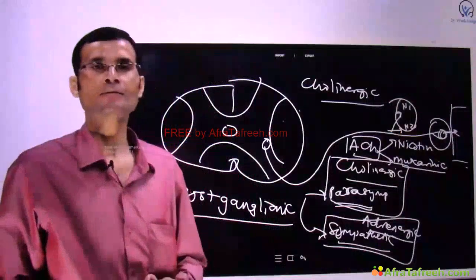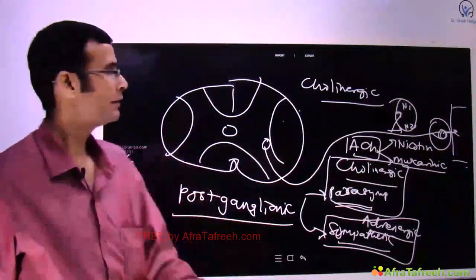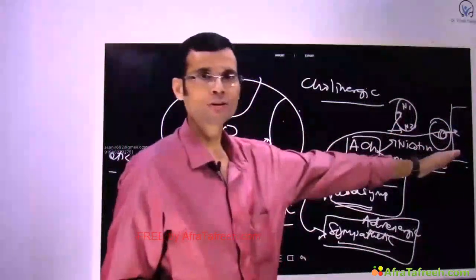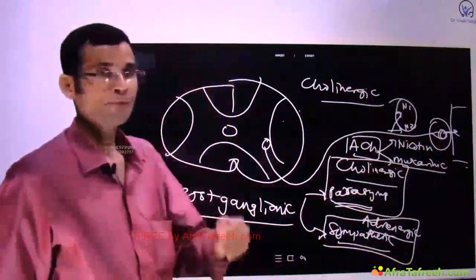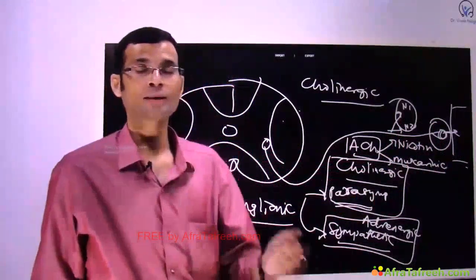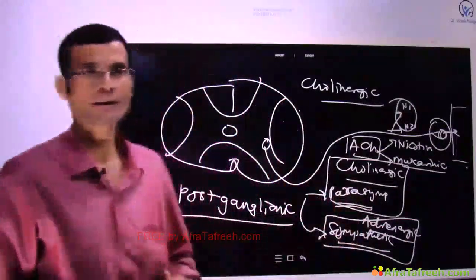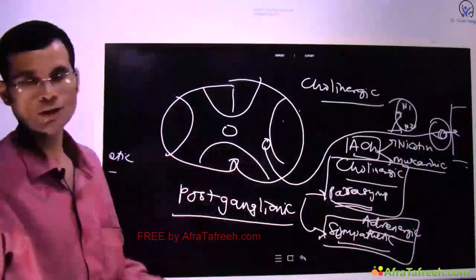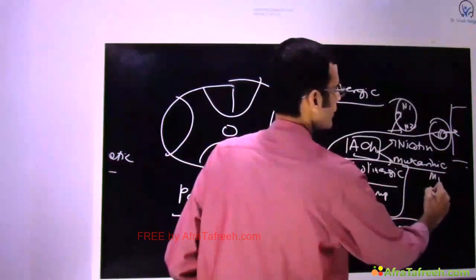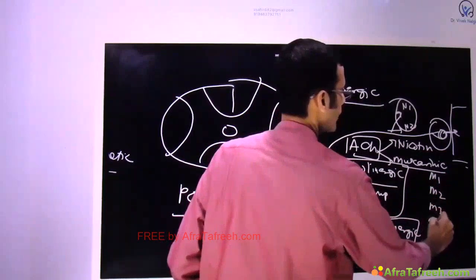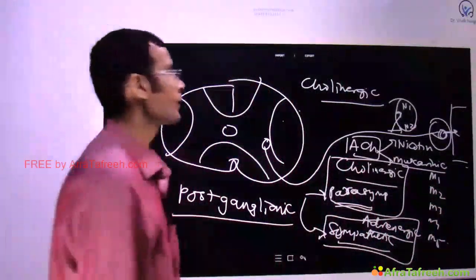Nicotinic receptors are found at 3 places, mainly in the ganglia. So this ganglionic transmission is a nicotinic action of acetylcholine. They are also at the neuromuscular junction, where acetylcholine is released, and on CNS neurons; wherever there are cholinergic neurons, there would be nicotinic receptors. Muscarinic receptors are of 5 types, M1, M2, M3, M4 and M5. These are the muscarinic receptors.